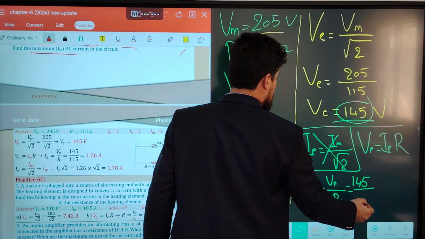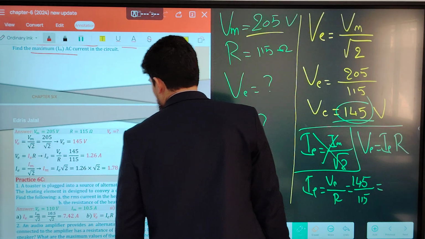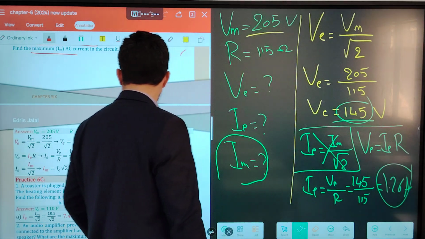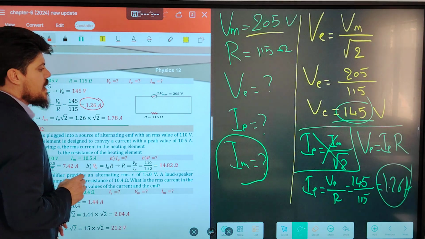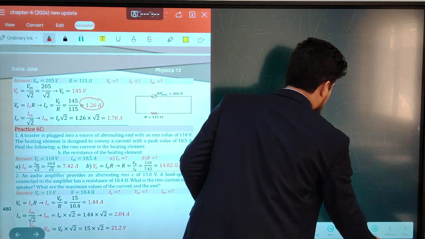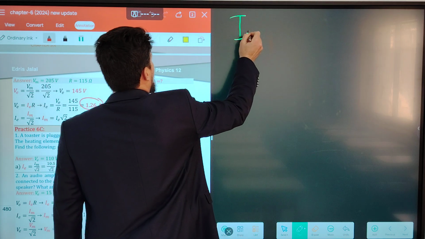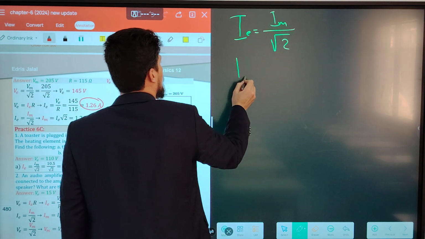145 divided by the resistor 115, which is equal to 1.26 amperes. What is this 1.26 amperes? This is I effective. Okay? If we found I effective, how can we determine IM? I effective is not equal to IM. Yes. How about IM?